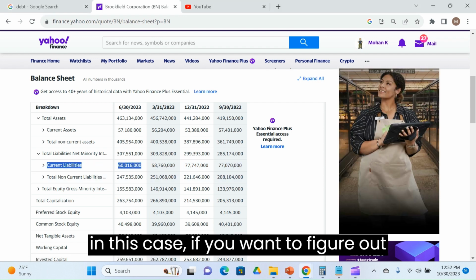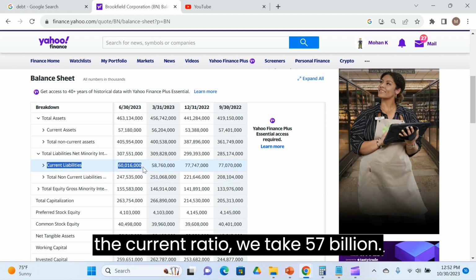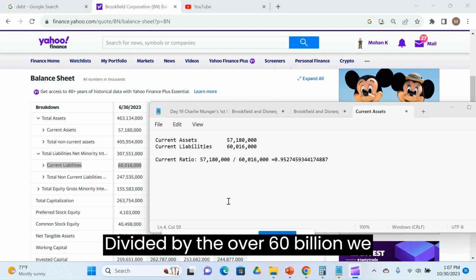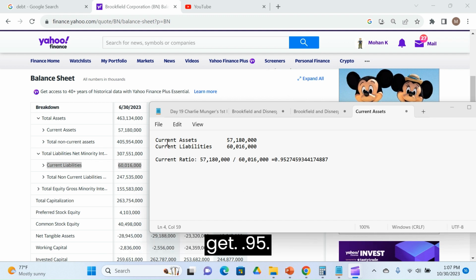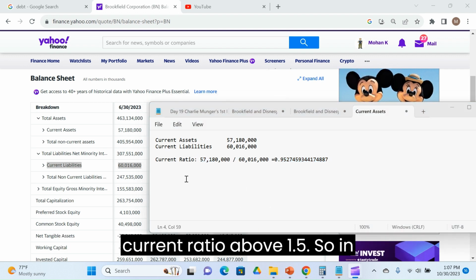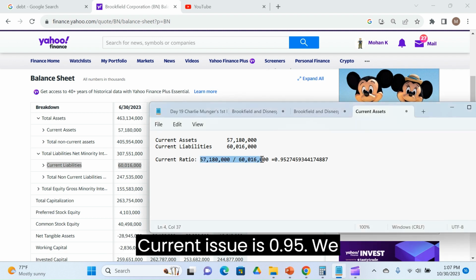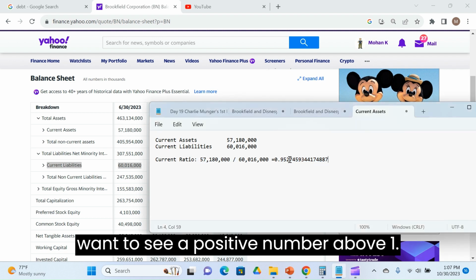So in this case, if you want to figure out the current ratio, we take 57 billion divided by our 60 billion, and we get 0.95. And if you remember, I said Charlie Munger likes to buy companies that have a current ratio above 1.5. So in this case, Brookfield Corporation's current ratio is 0.95. We want to see a positive number above 1.